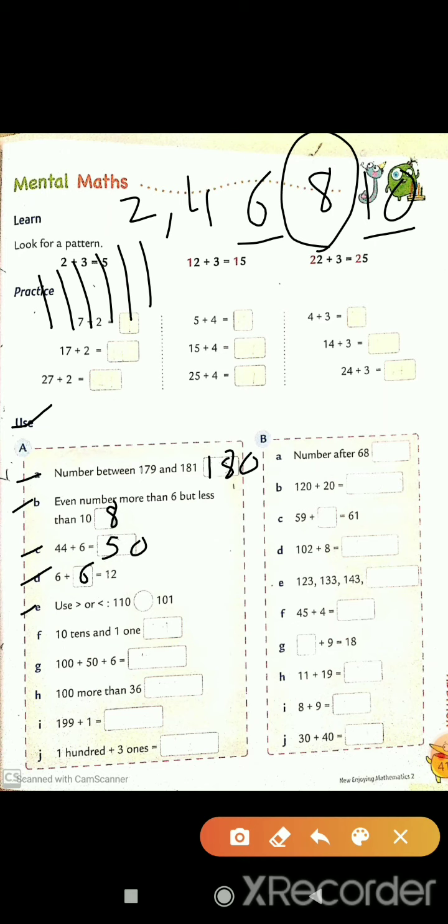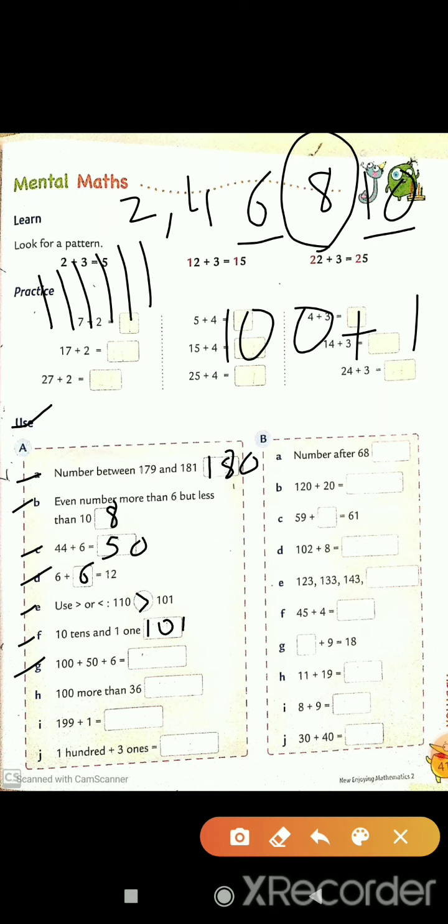Next, use greater than or smaller than. 110 and 101. Which is the greater number? 110. So 110 is greater than 101. 10 tens and 1 one. 10 tens means, students, 100, and 1 one. So our answer is 101.